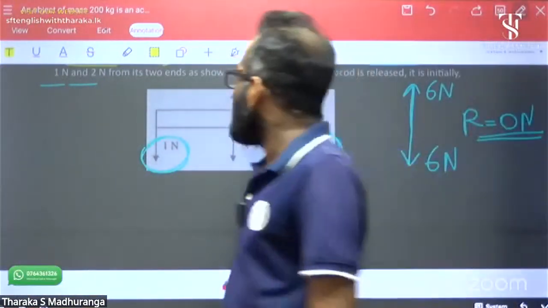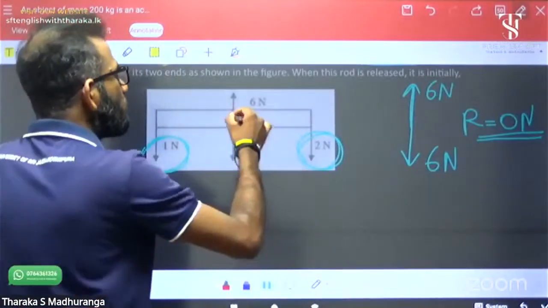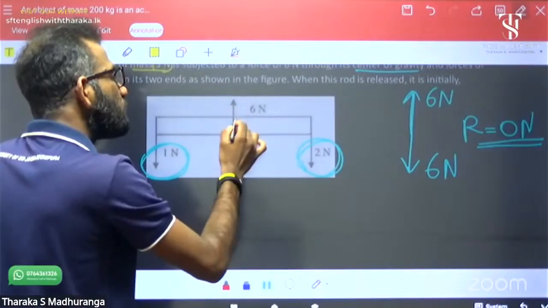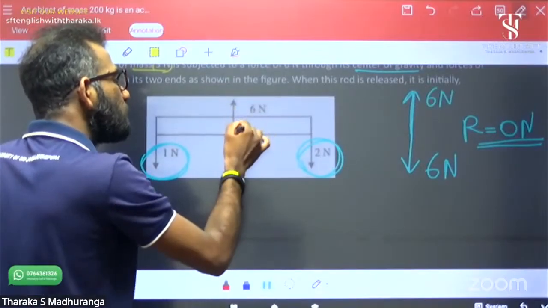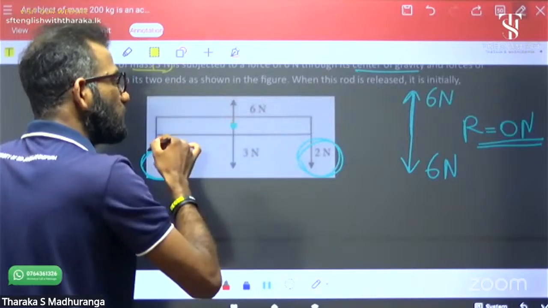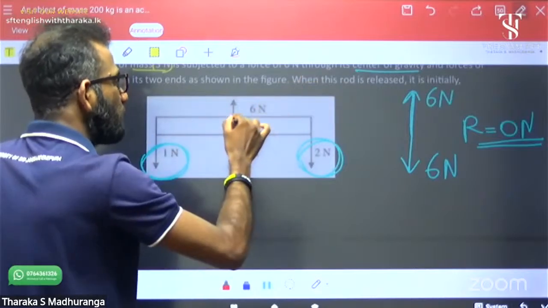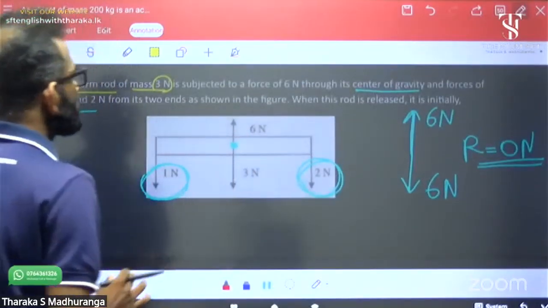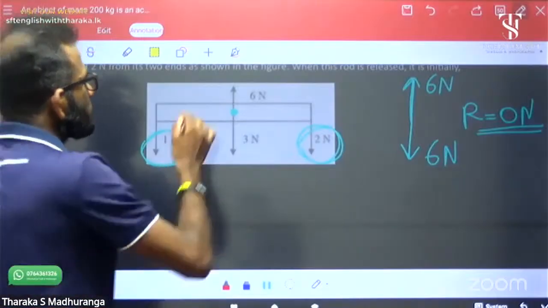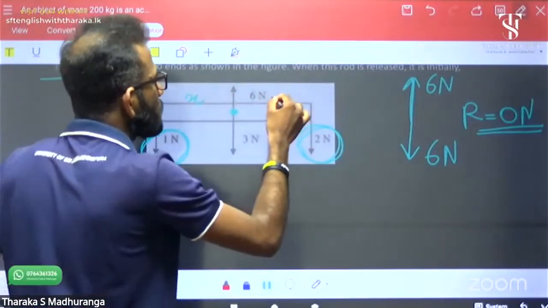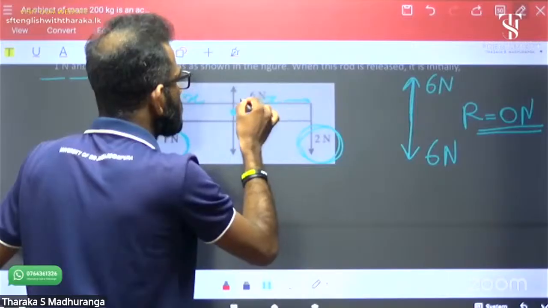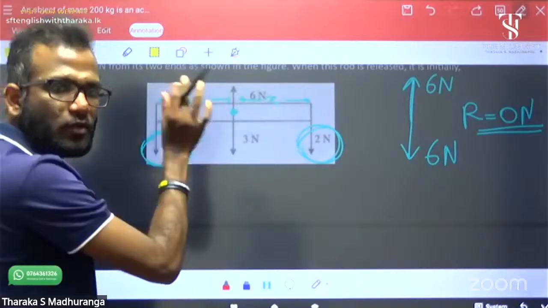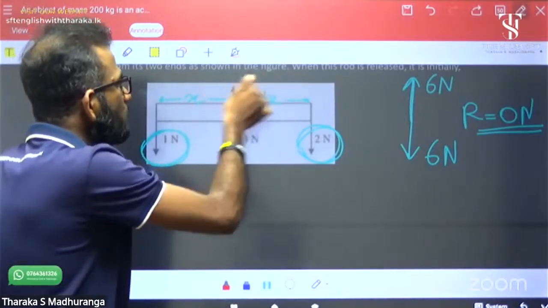But we have to check. If it is a uniform rod, always this force, the 6 and 3 acting point is the center point. This is the gravity point, right? The gravity point is always the center. Then always these two distances are the same. Both sides are the same.